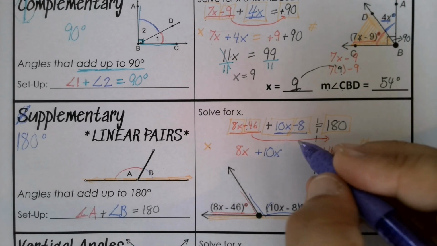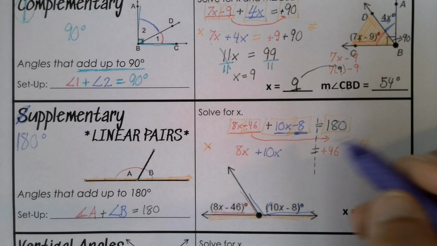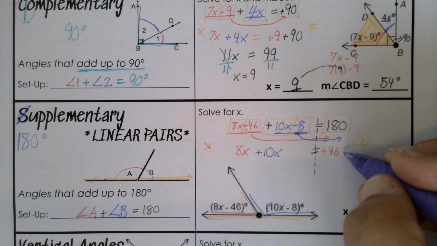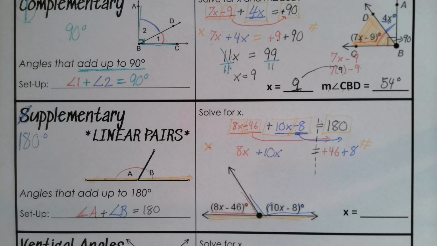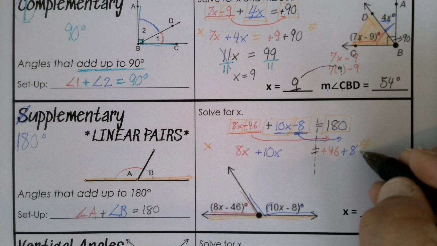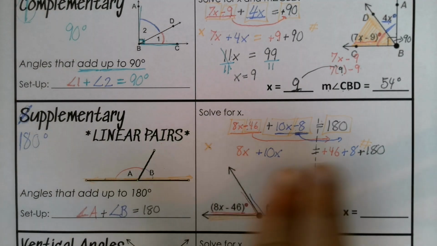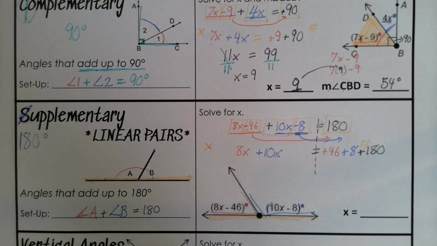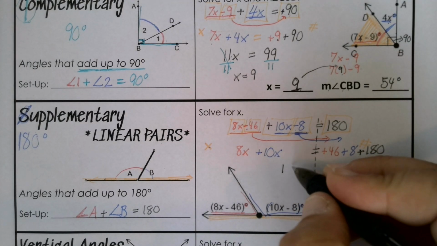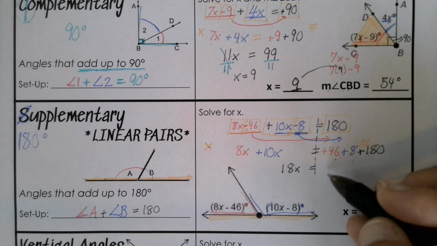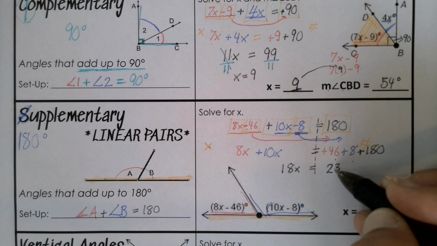And then the minus 8, right, this minus 8 is just a number, so it has to go to the number side. Minus 8 is moving, so it becomes plus 8 to move over there. Okay. And then the last one we have is this 180, and it's on the number side. It only has numbers in it, so it stays on the number side. Once we've sorted, we combine the terms together. 8 and 10 are 18 x's. 46, 8, and 180, give you a hint here, it is 234.